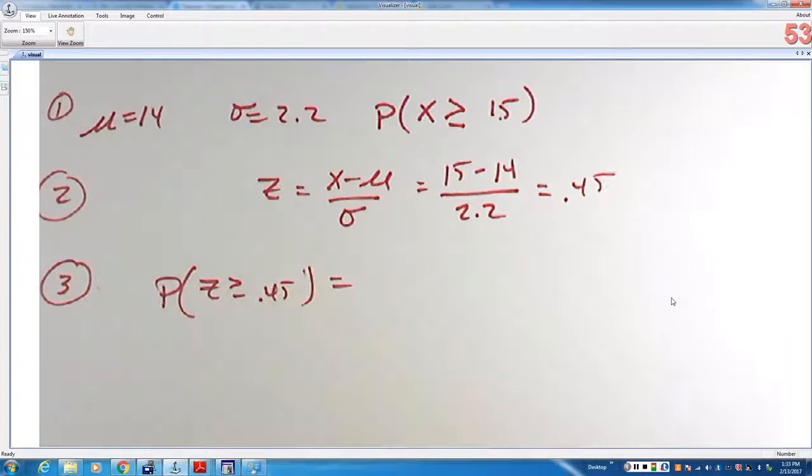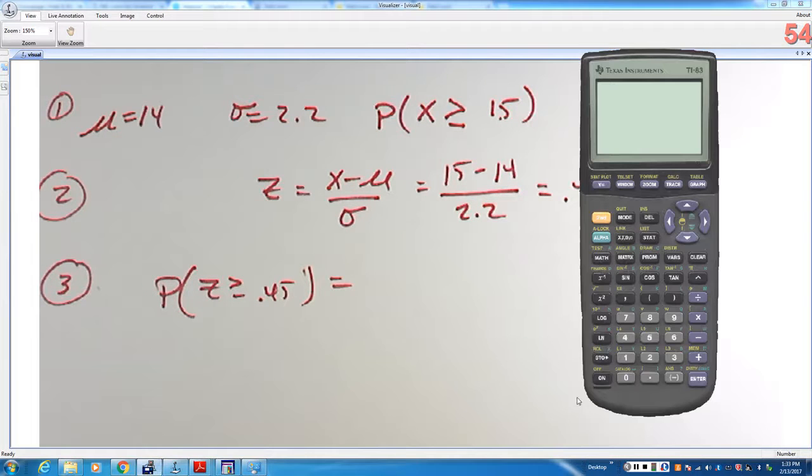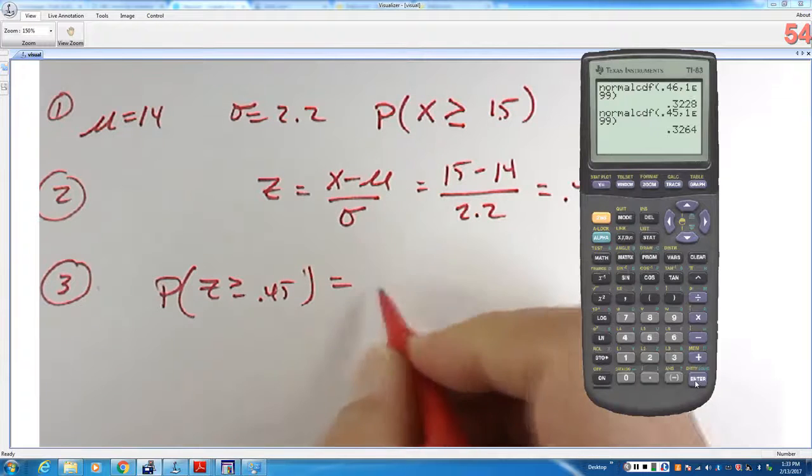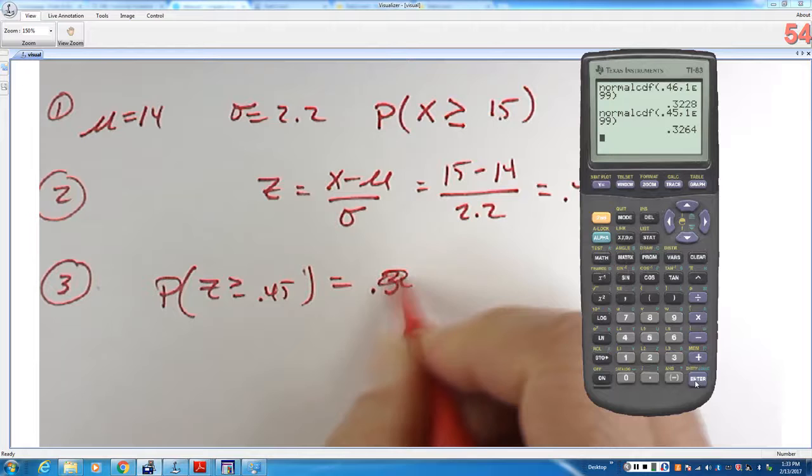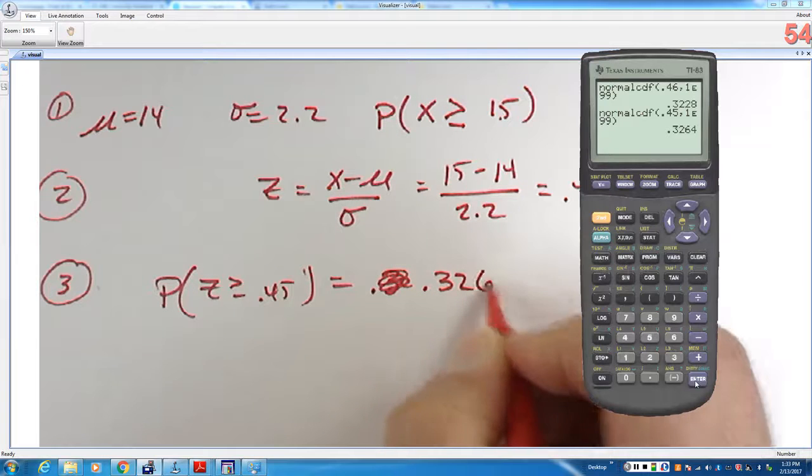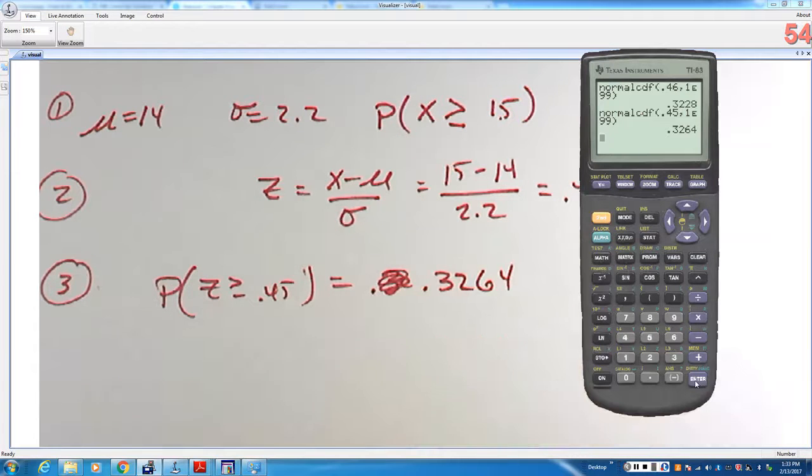So we're going to go to our calculator, and we say second, inverse normal CDF, 0.45 comma 1 E to the 99 and press enter. And we get what for our answer? 0.3264. That's correct, and that is our answer for that one.